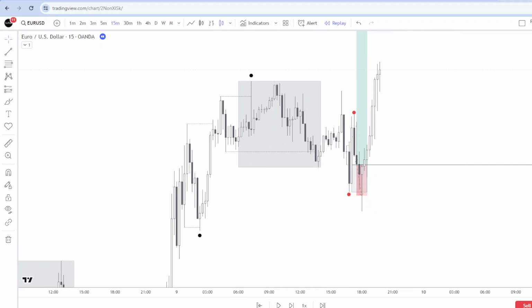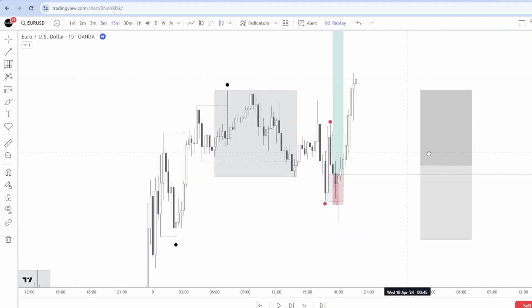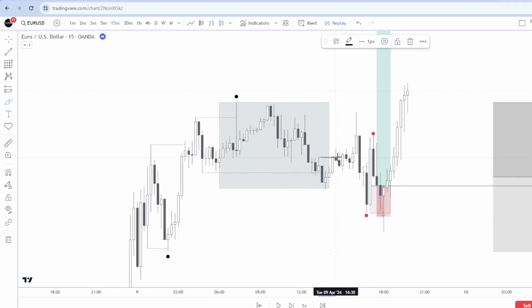We have our premium and discount like this. Okay, and I was looking to buy anywhere below the discount. Because we had this range and I do not have internal range liquidity to be taken here, I was waiting for price to create a T2 this high. Okay, then it came to take this low and it mitigated a POI right here.